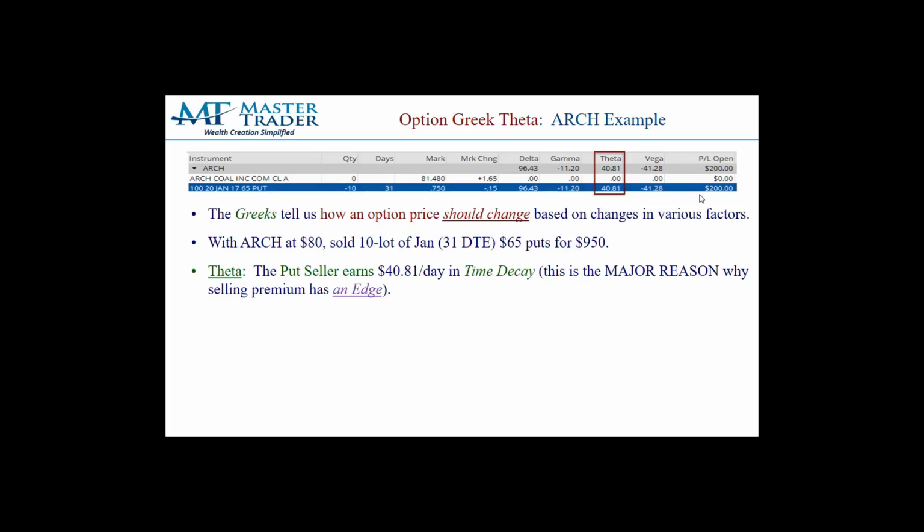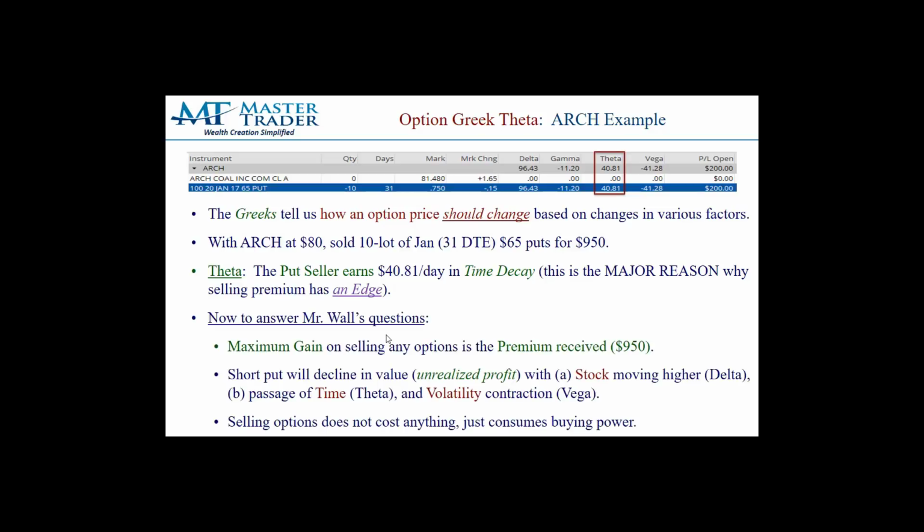Now you can see here I sold them for $9.50. The current price was $7.50 if I wanted to close it, and that's why it's reflecting a $200 open gain, unrealized. But now let's get to Mr. Walz's exact questions. So, Mr. Walz, the maximum gain on selling any option is the premium received. I sold this one naked, so I took in $950. That is my maximum gain.